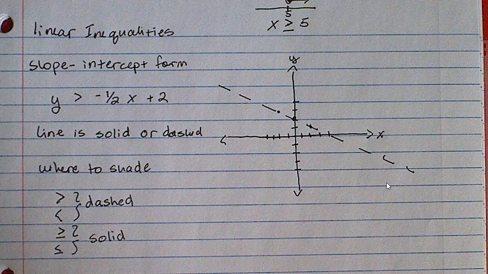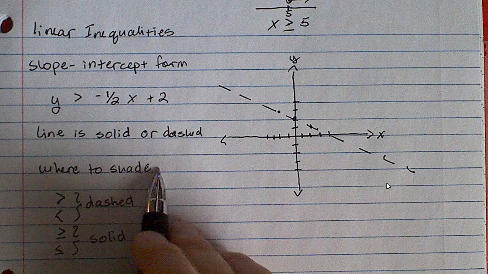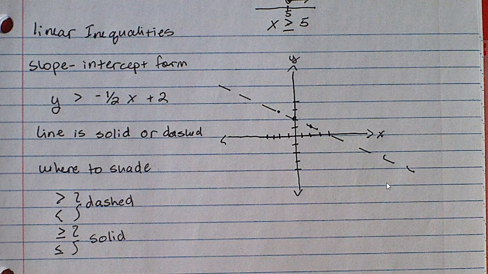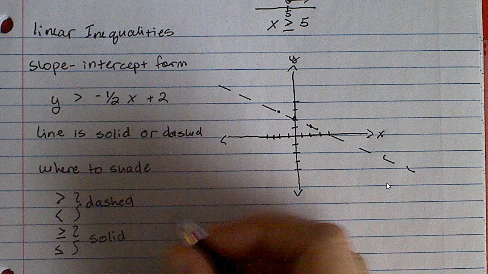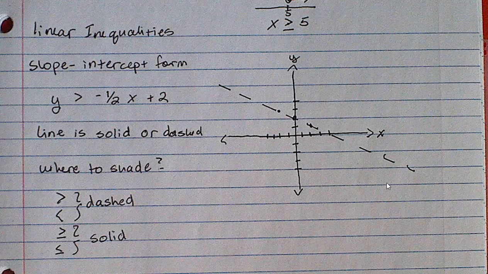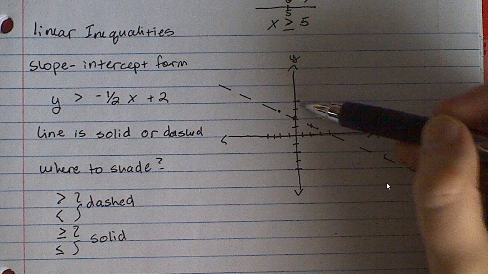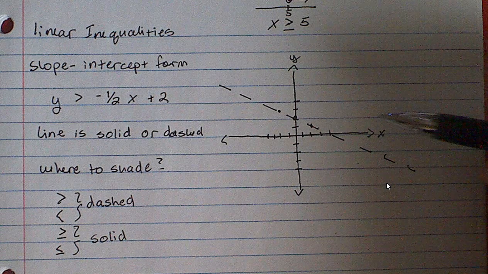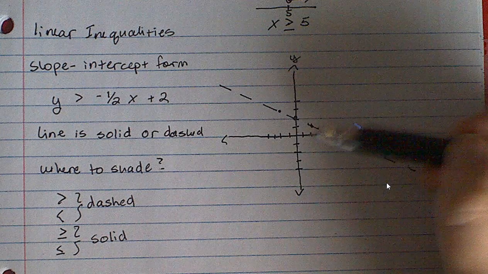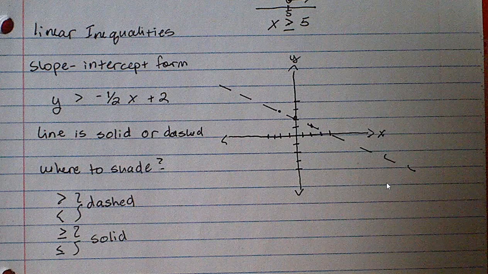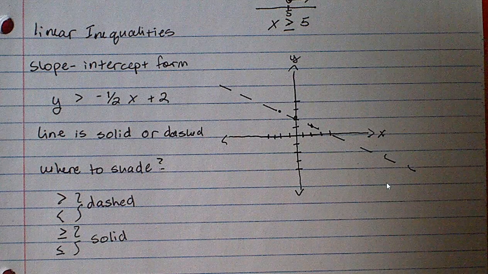Now, the second part is where to shade. All right. So how we're going to choose this is we need to choose a point. So where to shade, question mark. We need to choose a point that is not on the line. The easiest point to use is going to be 0, 0. So is 0, 0 on this line? Okay, so the line does not go through 0, 0, which means we can use 0, 0.